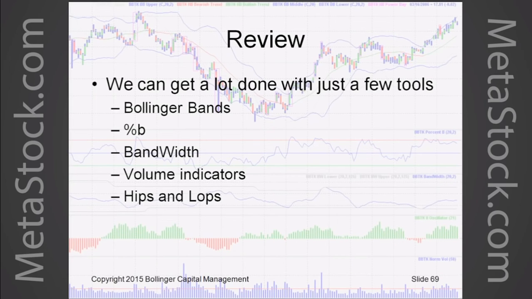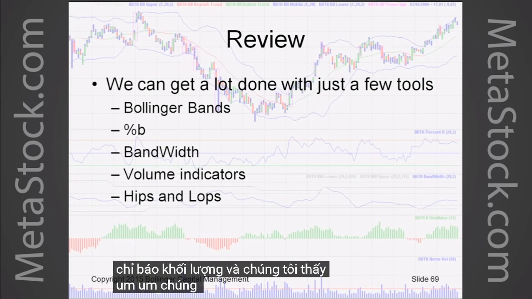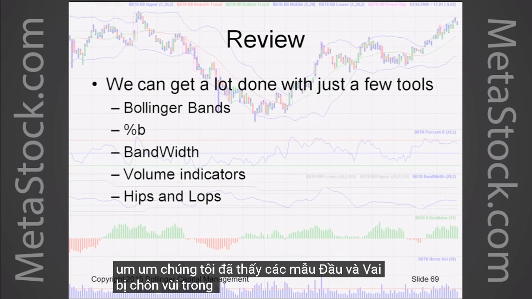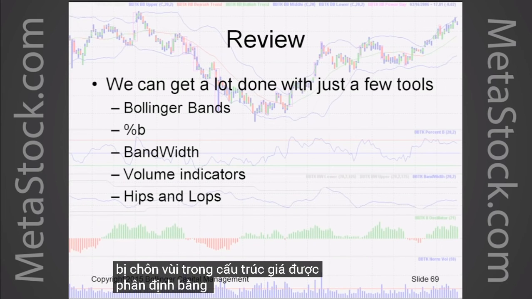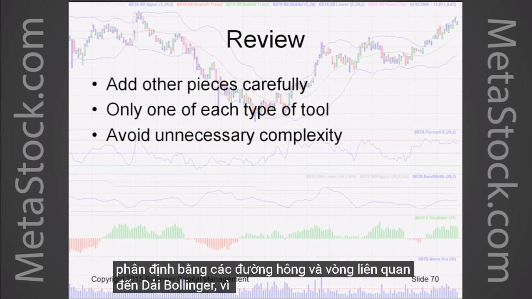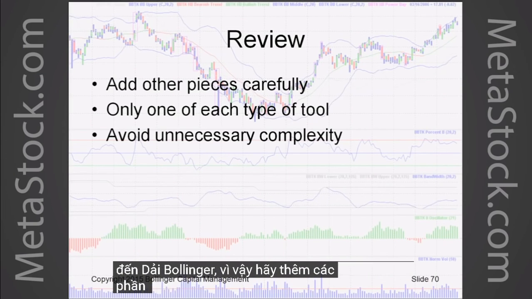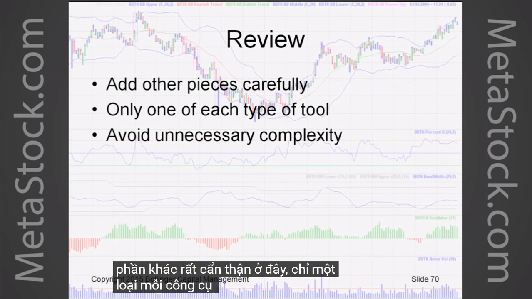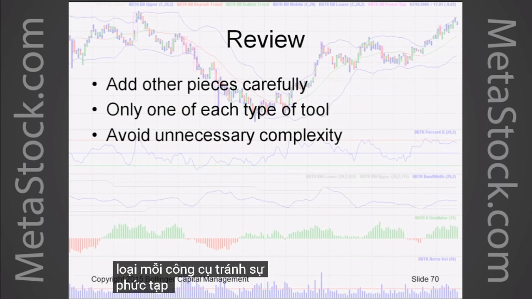We saw a W bottom. We saw a non-confirmed tag of the lower band with a volume indicator. And we saw head and shoulders patterns buried in the price structure that were delineated by hips and lops in relation to the Bollinger Bands. So add other pieces very carefully here. Only one type of each tool. Avoid unnecessary complexity.